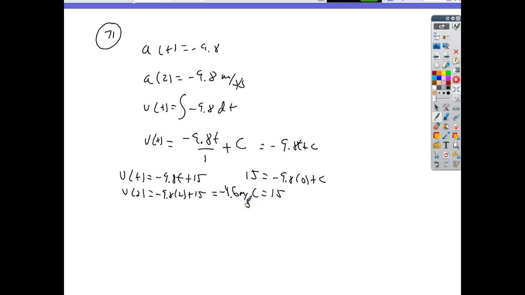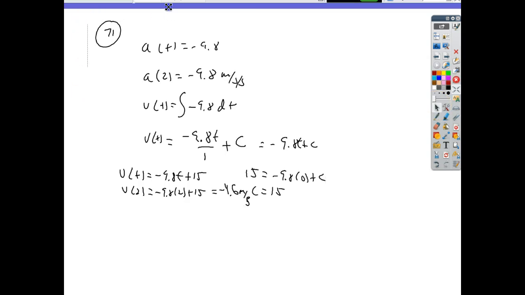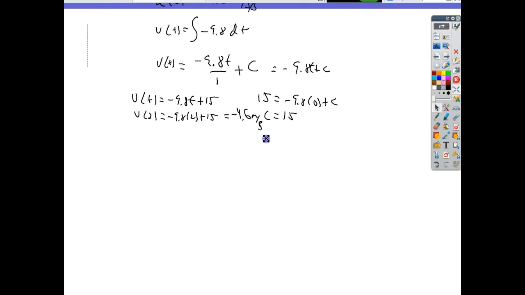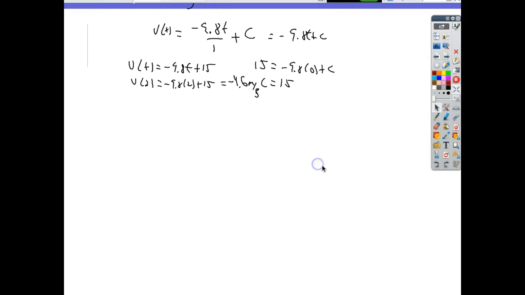Let me lift this up. There's the formula. Now I want to find displacement, which I'm going to call y. Y of t is the integral of negative 9.8 t plus 15 dt. Raise the power by 1 and divide by the power I get, for each term, plus c.